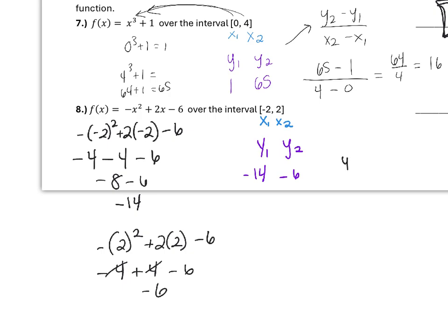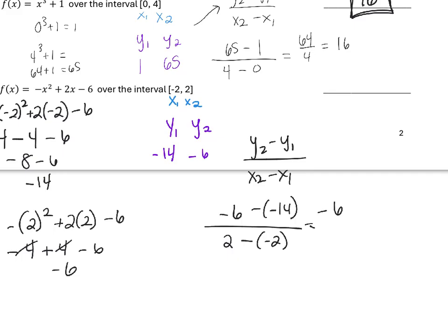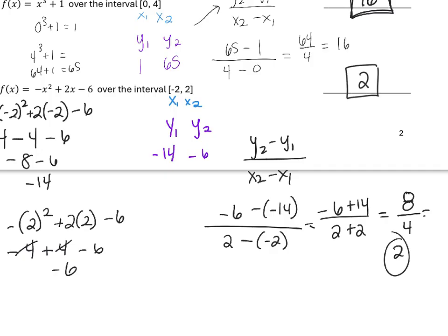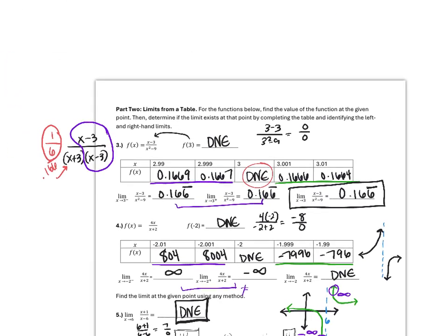So then I'll plug it in. Y2 minus y1 over x2 minus x1. So negative 6 minus negative 14 over x2, which is 2, minus x1. And then simplify everything. So negative 6 plus 14 over 2 plus 2, which gives me 14 minus 6, positive 8 over 4, which is 2. So there is my final answer. So that's what you can expect your quiz to look like.